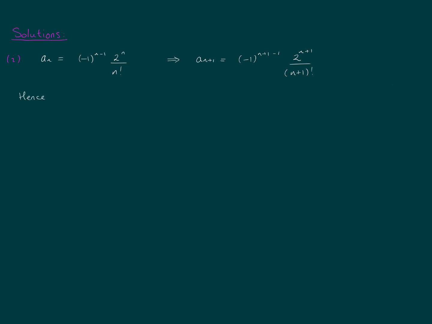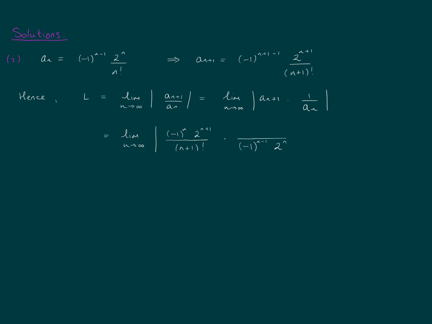Remember we want to look at this limit L, the limit as n goes to infinity of the absolute value of a_{n+1} over a_n. Dividing by a_n is the same as multiplying by it flipped. So it's the limit as n goes to infinity of the absolute value of a_{n+1} times 1 over a_n. I'm just going to invert the expression I have for a_n. Filling in for a_{n+1}, we have (-1)^n because the plus 1 and the minus 1 cancel, 2^(n+1) over (n+1) factorial, times flip a_n. On the bottom we have (-1)^(n-1) times 2^n over n factorial.